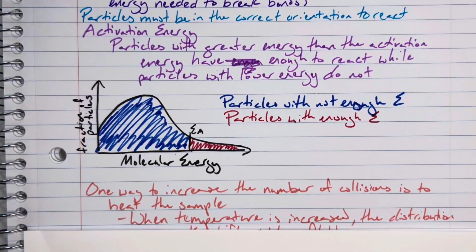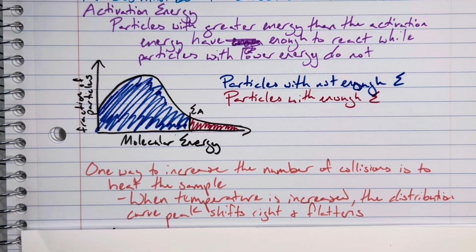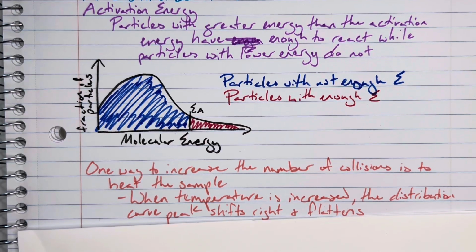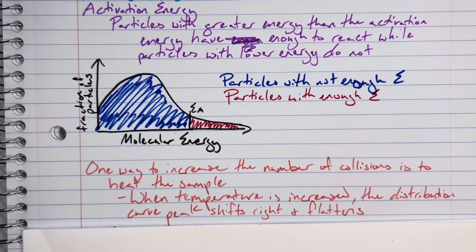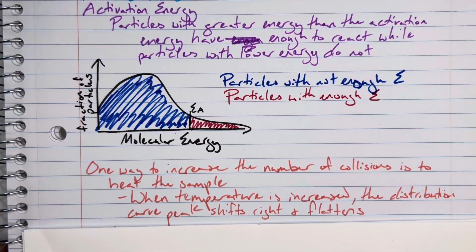One way to increase the number of collisions is to heat up the sample. If we heat up the sample, then the particles are going to be moving faster, and the overall energy of the particles is going to increase. And when the temperature increases, the distribution curve peak is going to shift to the right, so we have more overall energy, and it will flatten as well.